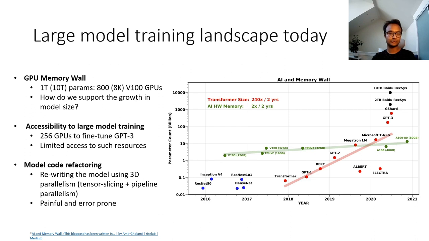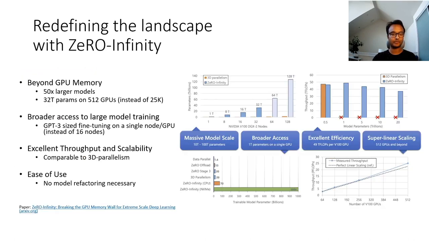So circling back to where we started, we posed three questions regarding the large model training landscape. How do we overcome the GPU memory wall? How do we make large model training more accessible? And how do we avoid model code refactoring?